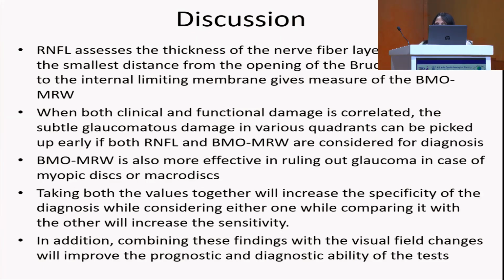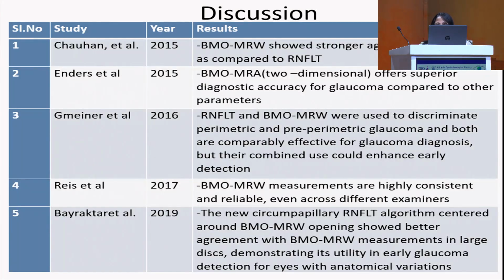Now, taking both the values together, we can increase the specificity of the diagnosis. But if we take this or that when we are confused between different groups, maybe it will increase the sensitivity of the tests. So combining these findings with the visual field changes will improve the prognostic and diagnostic ability of the tests. These are some studies which have shown that BMO MRW is a reliable parameter which has discriminated perimetric and pre-perimetric glaucomas and is highly consistent across different examiners too.